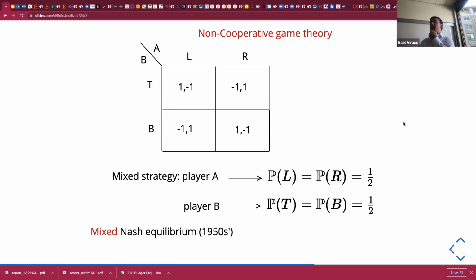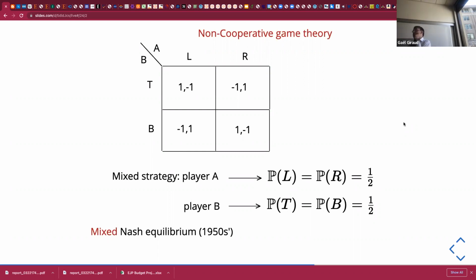A very simple way to understand the issue at stake is to look at this matrix here, 2 by 2. You have two players, player A and player B. Player A chooses the column, either left or right, and player B chooses the row, either top or bottom. Now suppose that player B chooses T, top, and player A chooses left, then the payoff is the number in the matrix. So it's 1 for player B and -1 for player A.